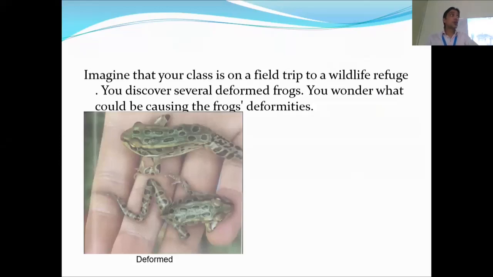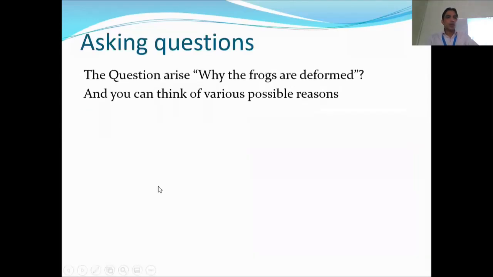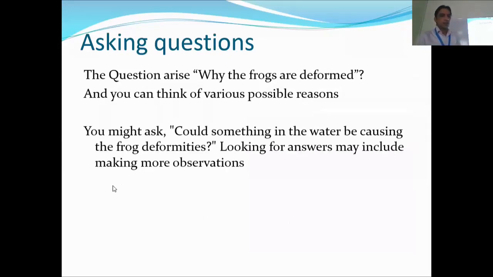It can trigger a lot of questions in the head, because normal frogs are not like that. Normal frogs are like this one, on the right side. So when they found these deformed frogs, the frogs without proper limbs, they created certain questions. Why are the frogs deformed? You can ask many possible reasons. What is actually responsible for these deformities? And then you will go and test and look for the answers.